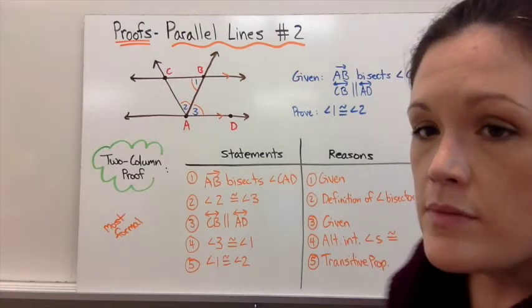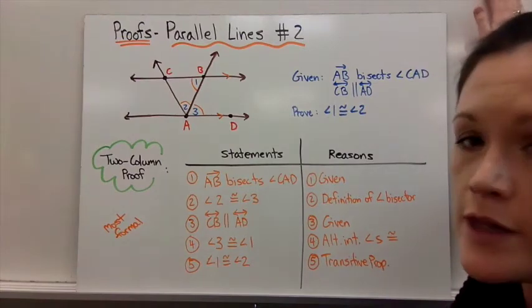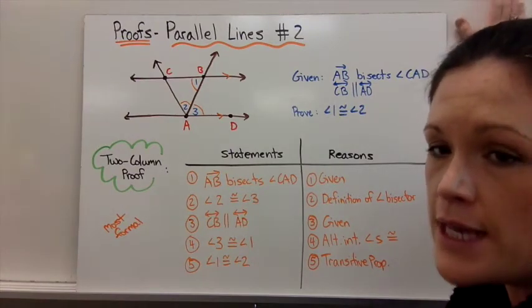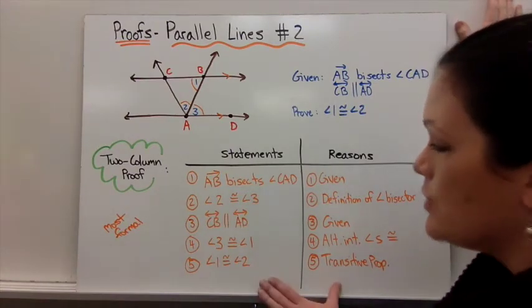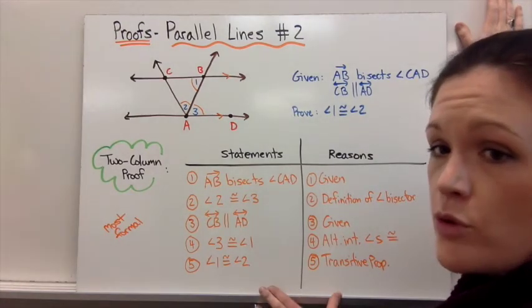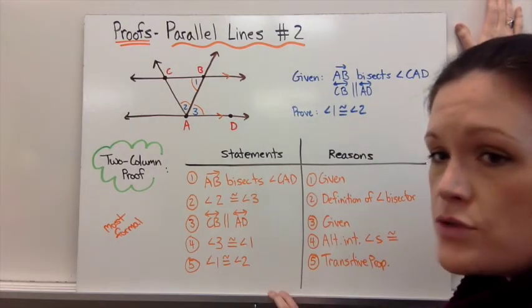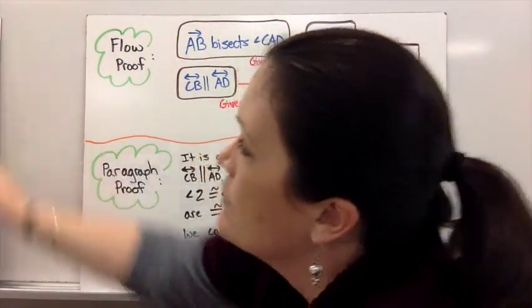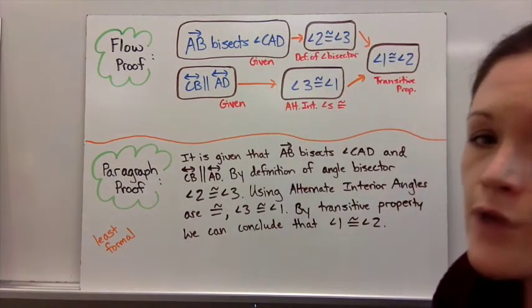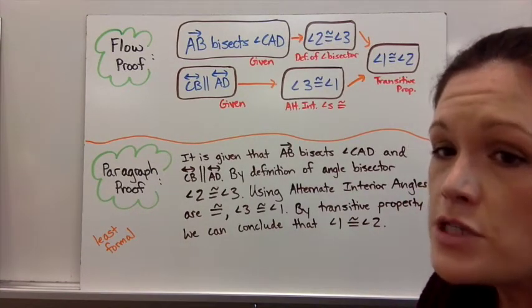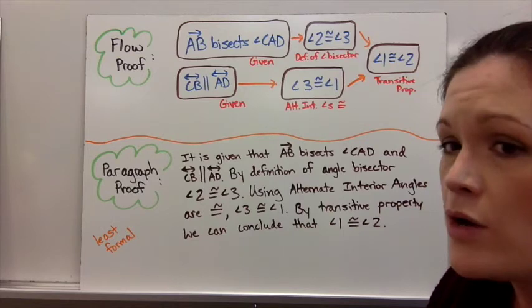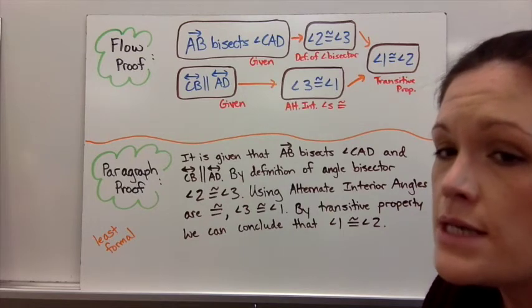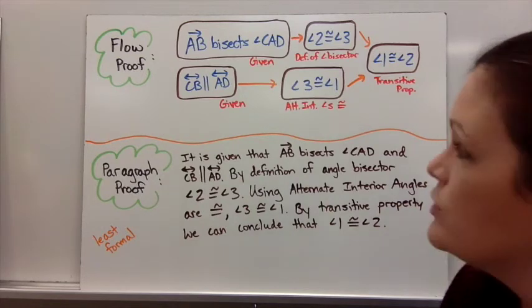So let's look at the flow proof and the paragraph proof forms of this same proof. I like to work through the 2-column proof with you because it's the most formal and the most commonly used form. But there are 2 more forms that we could use to write it. Like we saw in example 1, the flow proof uses the same information and usually it flows well with what you are given, what it tells you, and how you prove what you need to prove.